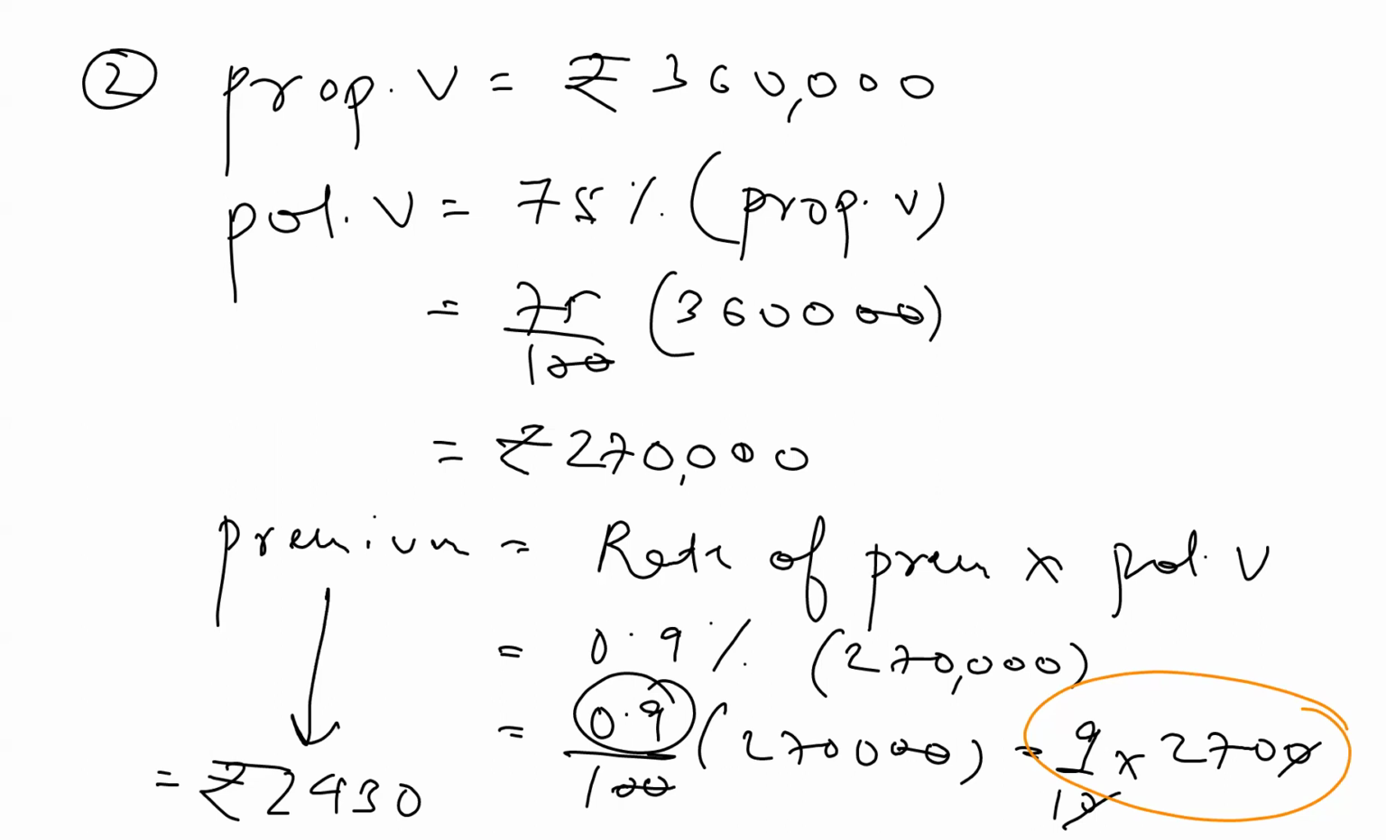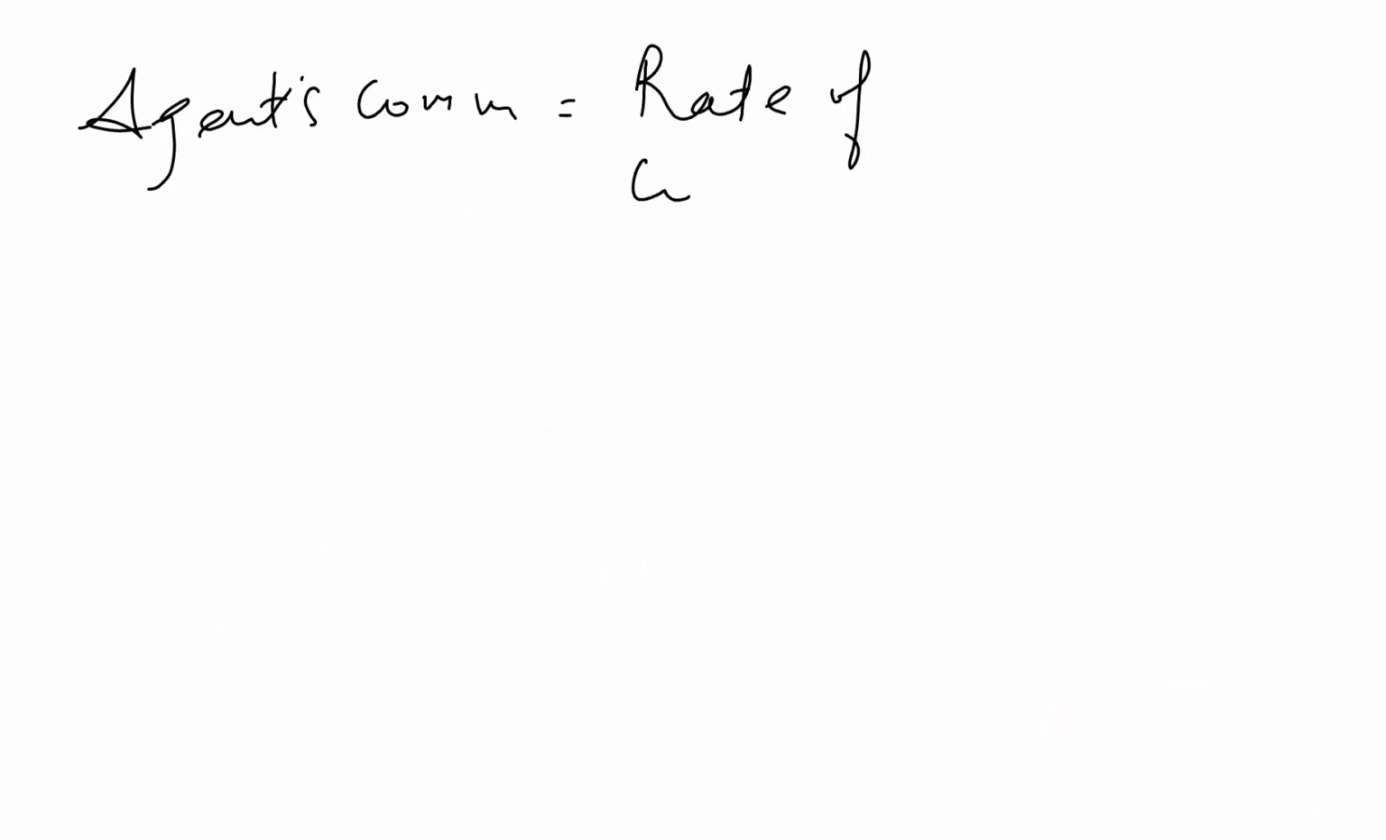The customer pays the premium. The owner of the shop is the customer for the insurance company. The insurance policy is drawn by the sales agent or the insurance agent. So agent will definitely get the commission. So agent's commission is equal to rate of commission into premium. So the agent always gets commission on the premium. So the rate of commission in this particular problem is 15% of the premium.